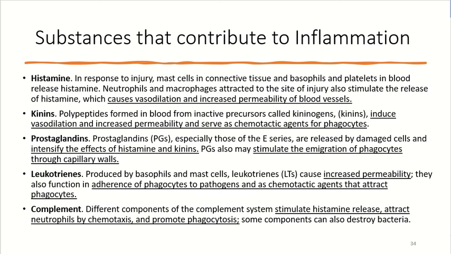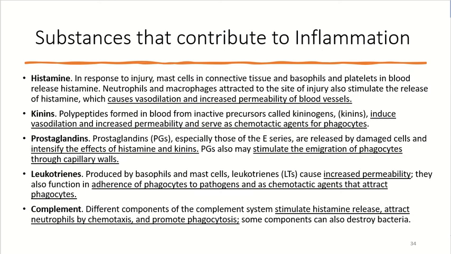Next, we have our leukotrienes. These are going to be produced by basophils and mast cells. And leukotrienes are going to cause increased permeability, and they're also going to function in adherence of macrophages to pathogens, as well as functioning as a chemotactic agent that's going to be really useful in attracting those phagocytic cells again.